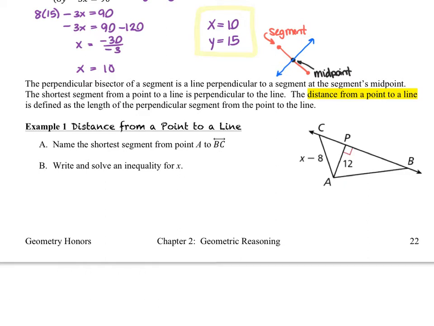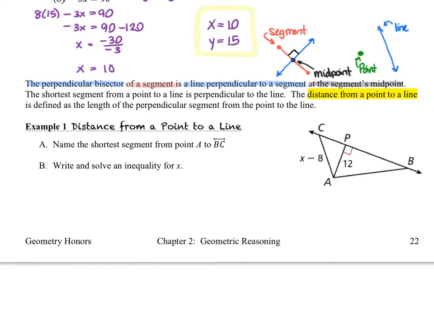The perpendicular bisector of a segment. Okay, so we've got our red segment. The perpendicular bisector means it goes through the midpoint. So it is a line perpendicular to the segment. So we need to show that it's perpendicular. So the perpendicular bisector of a segment is a line perpendicular to a segment at the segment's midpoint. So the diagram reflects what that first sentence says.